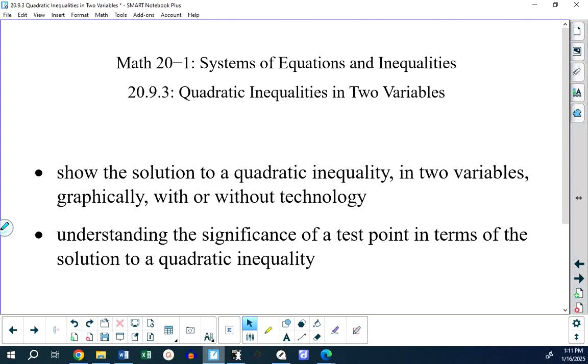So we're looking at quadratic inequalities in two variables today. Whatever we did yesterday for linear inequalities, we are doing today for quadratic. That's basically it, okay?